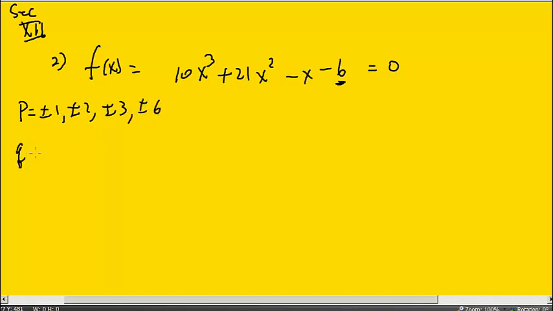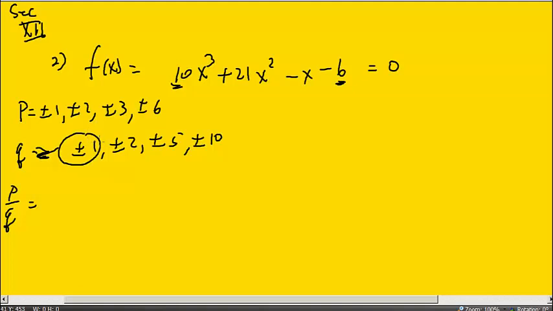And my q's are factors of 10. So that's going to give me plus or minus 1, plus or minus 2, plus or minus 5, and then plus or minus 10. Therefore my p over q, that means I got to put each one of these q's underneath the p's, so plus or minus 1, plus or minus 2, plus or minus 3, plus or minus 6, and then plus or minus 1 over 2.